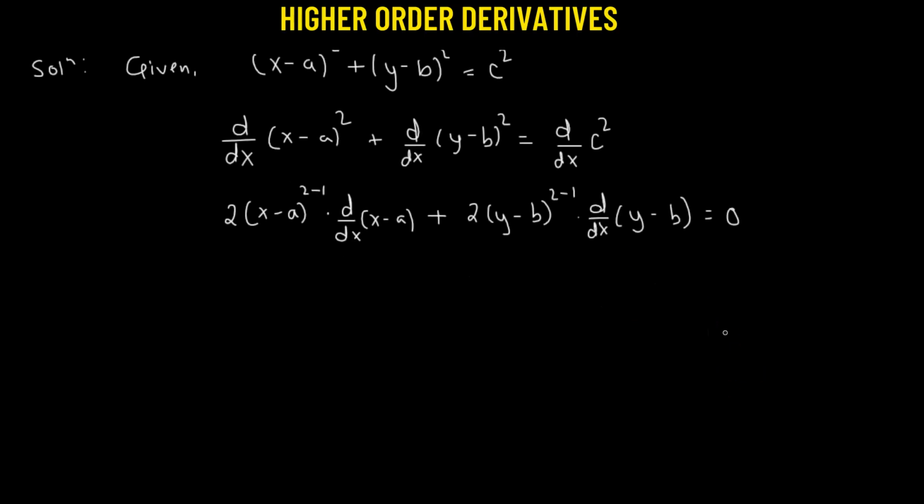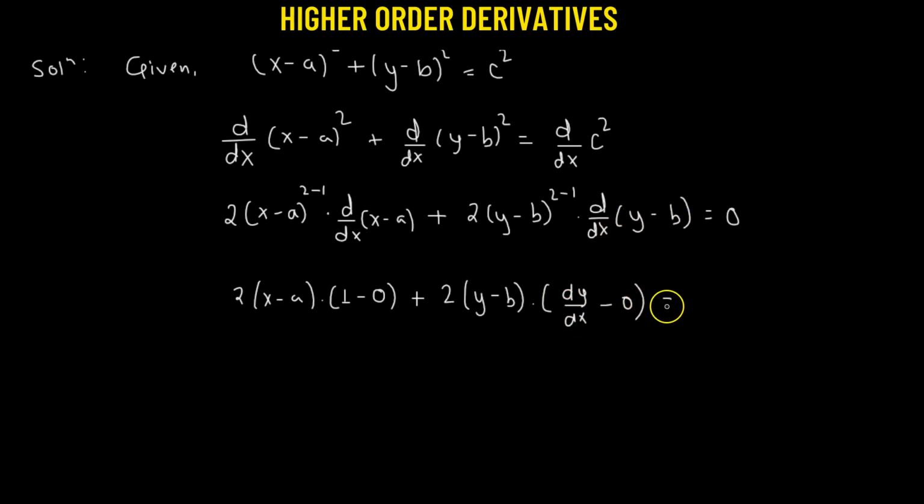Fine. Next, we have 2 times (x minus a) multiplied by the derivative of (x minus a), which will be simply 1, because the derivative of x with respect to x is 1, minus the derivative of a, which is a constant, as 0, plus 2 times (y minus b) multiplied by the derivative of y with respect to x, so that's dy over dx, minus the derivative of b, which is a constant, so that will be equal to 0. Now we'll take 2 as the common factor and divide by 2, and we'll get (x minus a) plus (y minus b) times dy over dx equals 0.